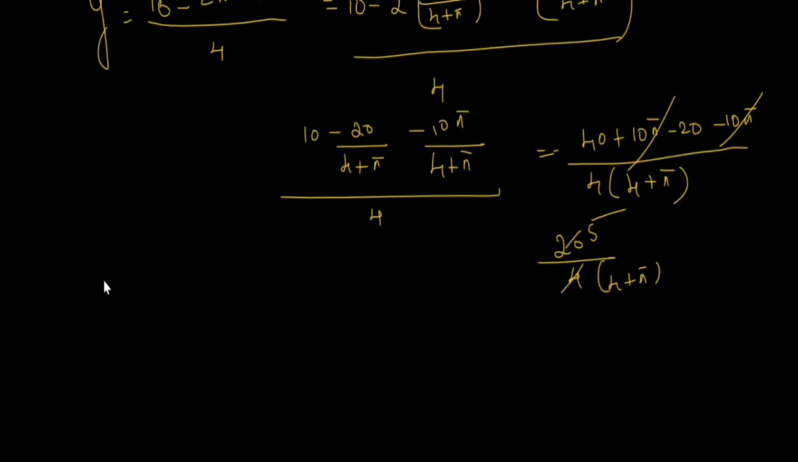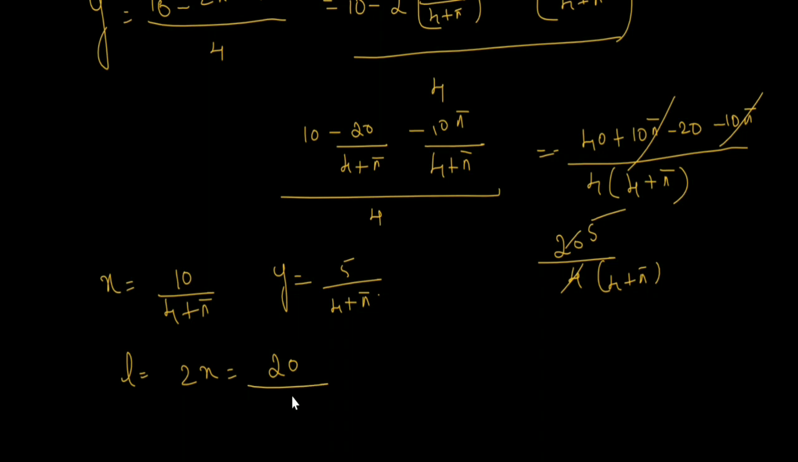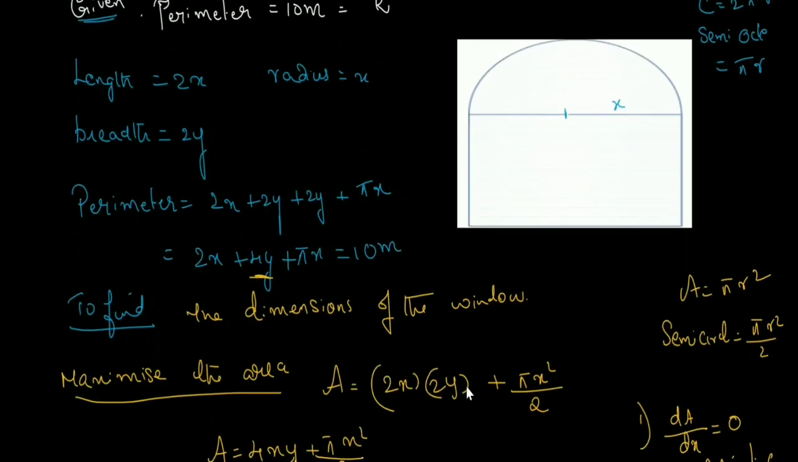So we got x is equal to 10 by 4 plus pi, and y is equal to 5 by 4 plus pi. So we want the length. The length is equal to 2x, that is 20 by 4 plus pi. And the breadth we have taken as 2y, that means 10 by 4 plus pi. So it is the length and breadth. What about the height? What will be the height of this?